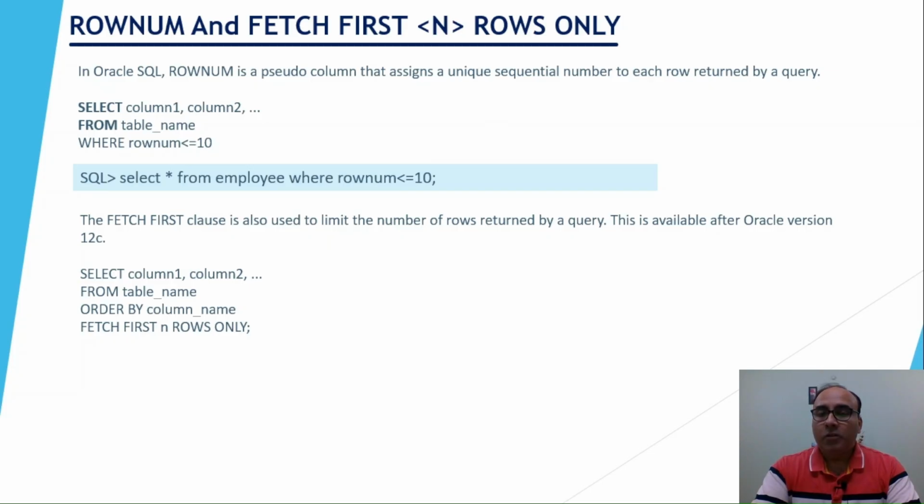The fetch first clause also limits the number of rows returned by a query. This is available after Oracle version 12c. Before 12c this particular feature is not available, and in such cases we'll have to use ROWNUM only. The syntax of the fetch first clause is: select column 1, column 2 from table name, order by column name, fetch first n rows only.